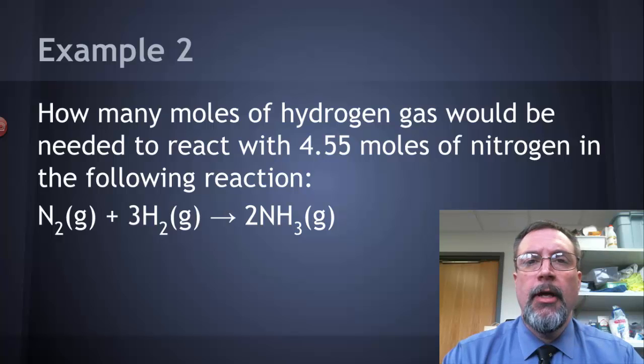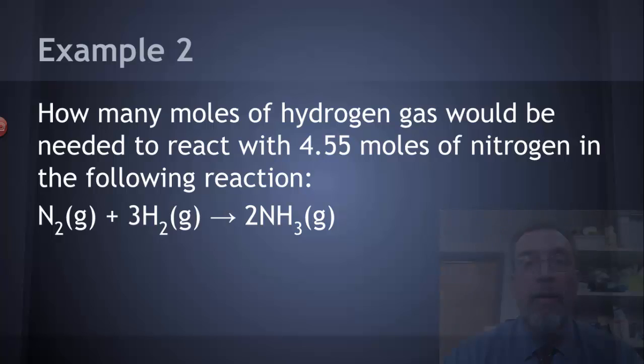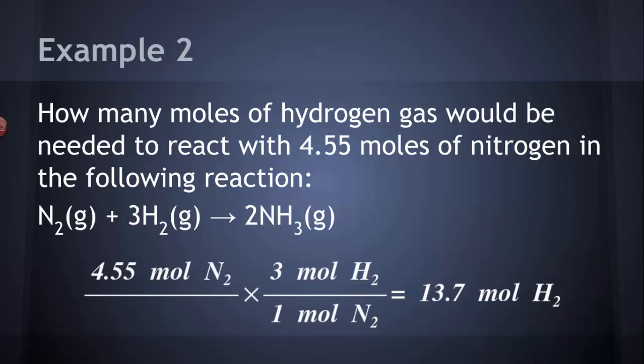For every 1 mole of nitrogen, you need 3 moles of hydrogen, and you will produce 2 moles of ammonia. But in this case, I don't have an exact round number of moles of nitrogen. I have 4.55 moles of nitrogen. So I'm going to set this problem up. 4.55 moles of nitrogen, that's my given, that's what I'm starting with. And then I use the mole ratio.